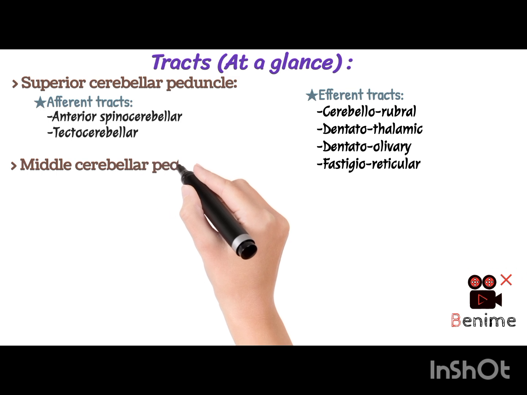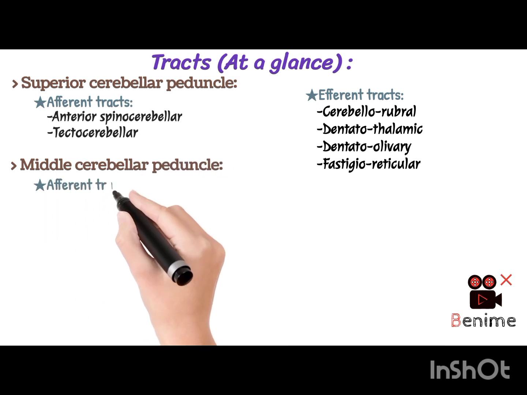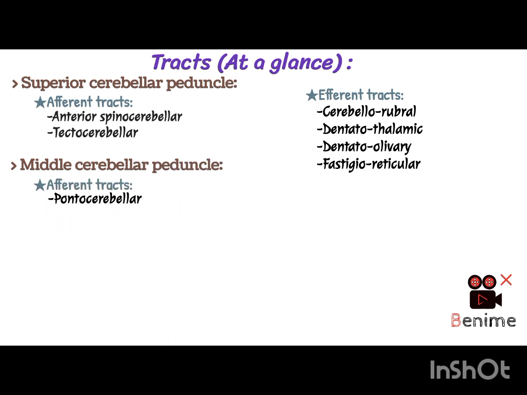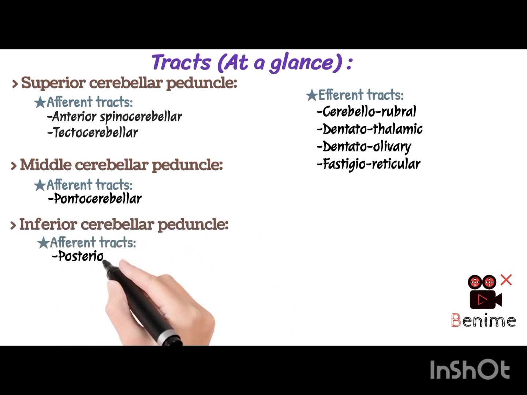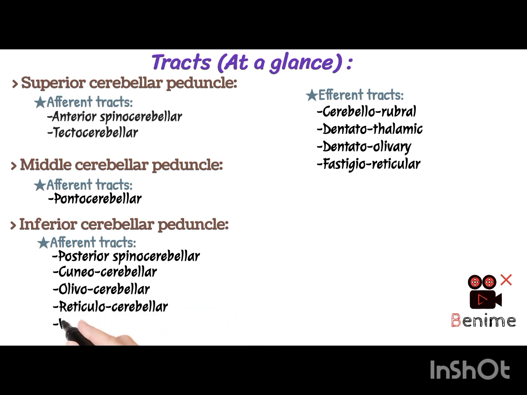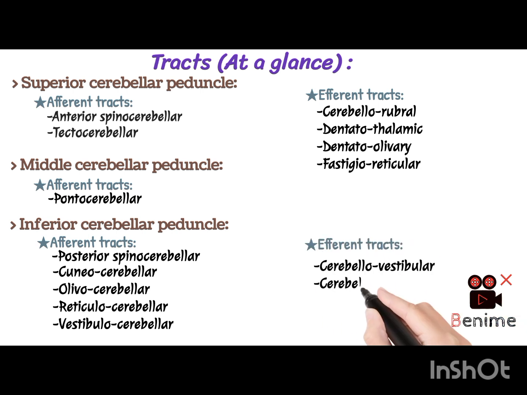Through the middle cerebellar peduncle, only afferent tracts, the pontocerebellar tract. Through the inferior cerebellar peduncle, afferent tracts are posterior spinocerebellar, cuneocerebellar, olivocerebellar, reticulocerebellar, and vestibulocerebellar tracts. Efferent tracts are cerebellovestibular, cerebello-olivary, and cerebelloreticular tracts.